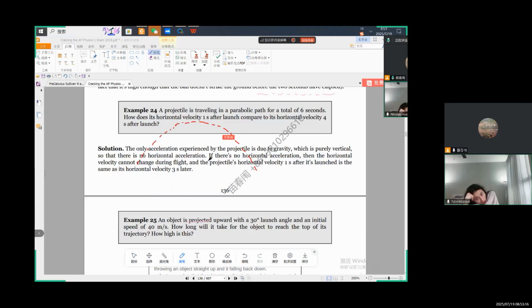Right? But if I separate it in two directions, and they say this is 30 degrees, and this is 40. How long will it take for the object to reach the top? Getting here, right? Yes. This is the object.